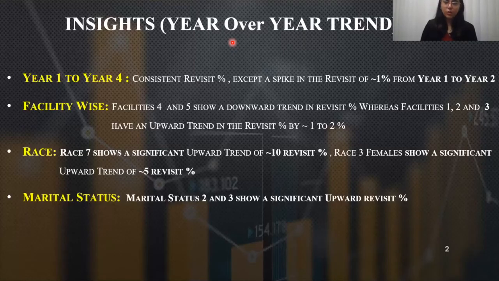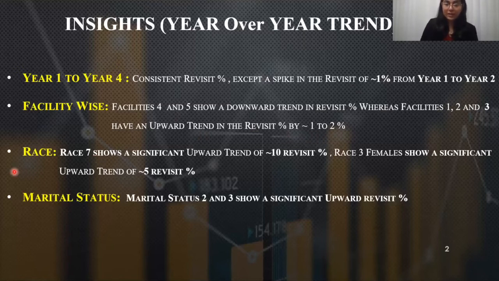We also did a year-over-year trend analysis, and these are some of the key insights. From year 2 to 4, the revisit percentage is consistent, except a spike in the revisit of approximately 1% from year 1 to 2. For the variable facility, facilities 4 and 5 show a downward trend in revisit percentage, whereas facilities 1, 2, and 3 have an upward trend in the revisit percentage of approximately 1 to 2%.